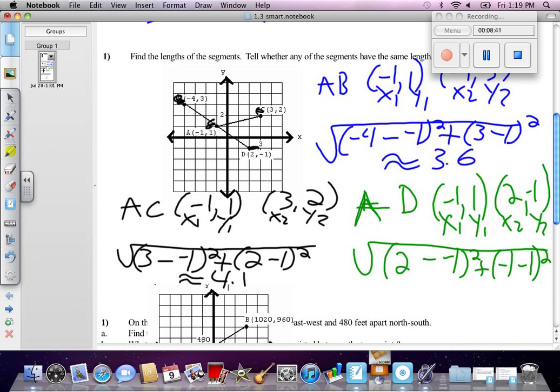So again, I'm just going to plug this into my calculator again. So I do square root, parentheses, parentheses, 2 minus a negative 1 squared, plus parentheses, negative 1 minus 1, and parentheses squared, and parentheses. And I get approximately 3.6. Okay, you tell me which ones are the same length? AB, AC, AD. AB and AD have the same length.